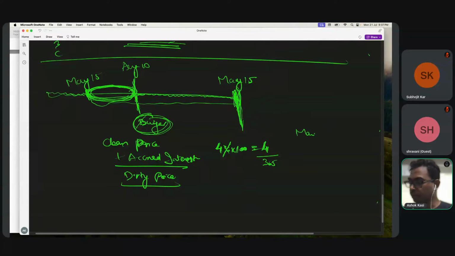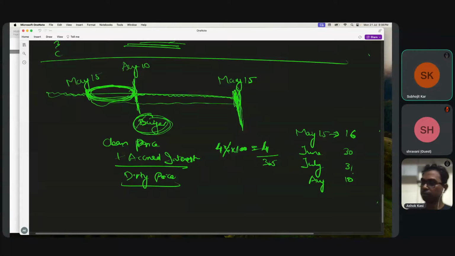So from May 15, right? May 15 is gone. May total has 31 days, so 16 days will be left out. Correct? Then June has 30, July has 31, and then plus 9 days. August will have 10 days. He's possessing it from the 10th onwards, na? From the 10th onwards, the buyer is the owner.